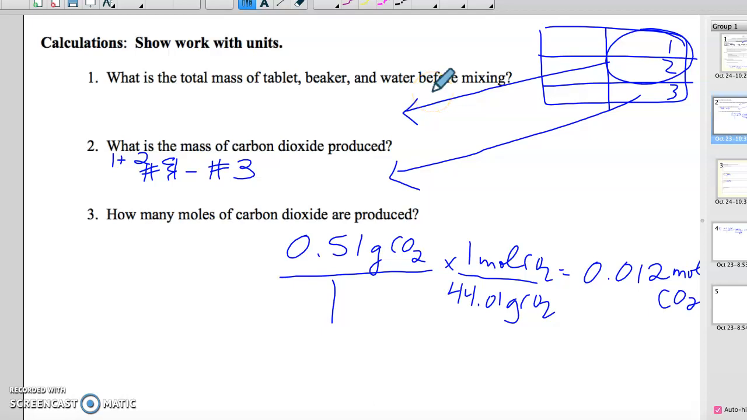Hey guys, I just wanted to talk you through a little bit more of the lab, the Alka-Seltzer lab, sodium bicarbonate and citric acid. So you did the lab and you calculated your grams of carbon dioxide that were released. And this number, you will have a different number than me. Some of you I think are getting like 0.7 something, but it should have 2 sig figs.